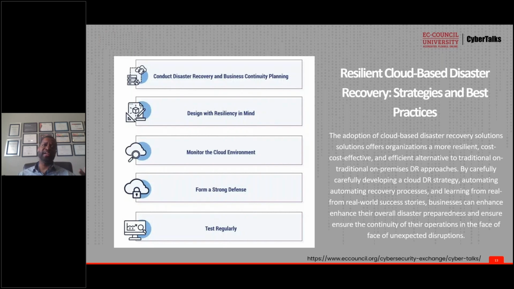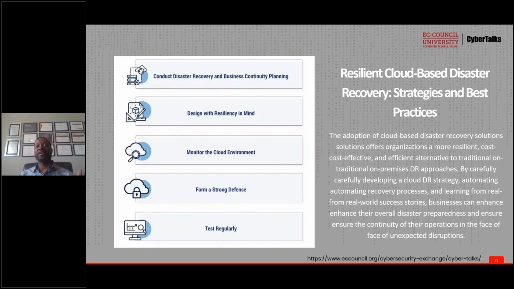We also want to form a defense, right? Cyber threats, misconfigurations, and insider risks require layered protection. This is a proactive security posture that strengthens your ability to recover cleanly. And finally, test regularly. Even the best designs fall apart without tests. Simulations, partial failovers, and routine validations make sure your recovery plan performs under pressure.